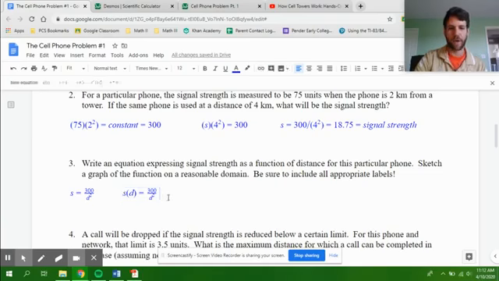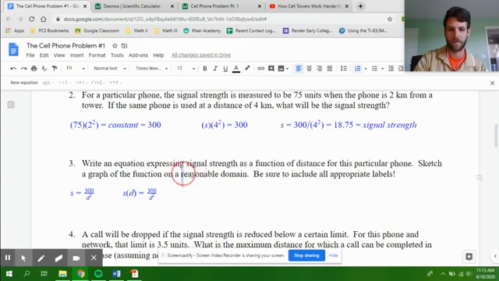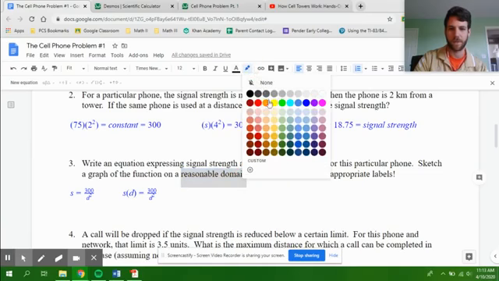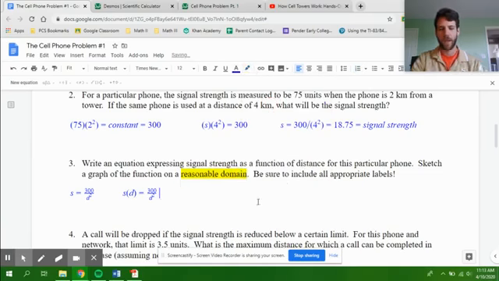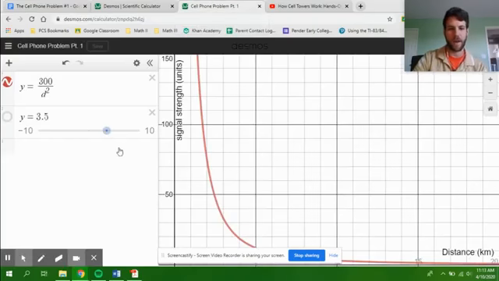Now that we have our equation here, let's look at a Desmos graph of this equation and take a look at a reasonable domain. That's very important, because reasonable domain is very important for word problems. And so we have that as our result there, and we want to include all appropriate labels as well. So let's look at our graph.